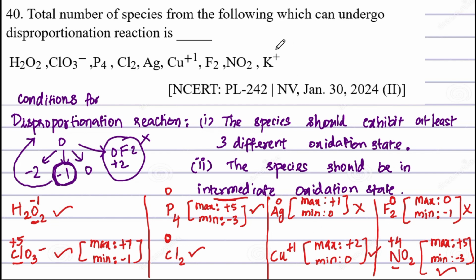Then the next one is K+. Potassium is a group 1 element, so already it is present in +1 oxidation state. The maximum oxidation state it can exhibit is +1, and the minimum oxidation state it can exhibit is 0 only. So only 2 different oxidation states are there, but the condition is it should exhibit at least 3 different oxidation states. So potassium will not undergo disproportionation reaction. The total number of species which can undergo disproportionation reaction is 1, 2, 3, 4, 5, 6. So the answer is 6.